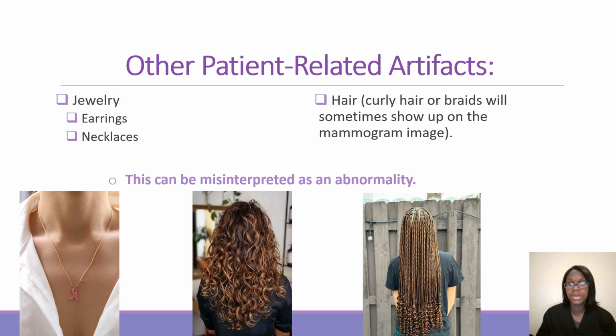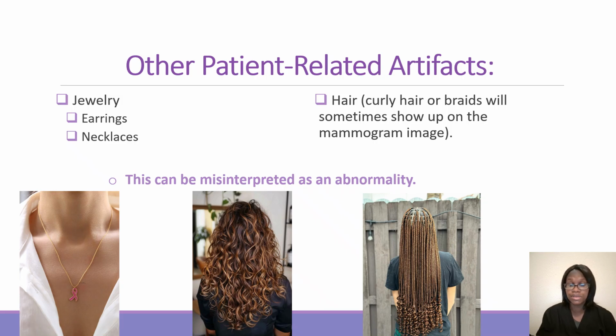And then also your hair. Believe it or not, I have seen curly hair and braids show up on the mammogram image. So for the hair, they can just tie it up in a ponytail holder, or they can push it to the back or bring it to one side, just to avoid you having to take multiple images.